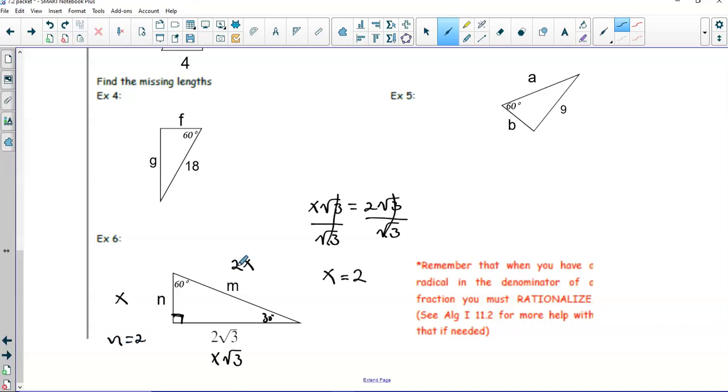So now that I know x equals 2 and these two numbers are the same, well, n equals 2. And then what would m be? Well, 2 times 2, which is what? 4. So m is twice the short leg, which is 4. Pretty neat.